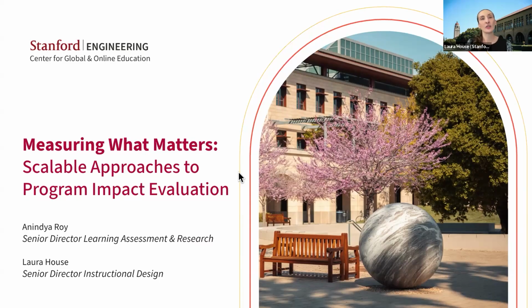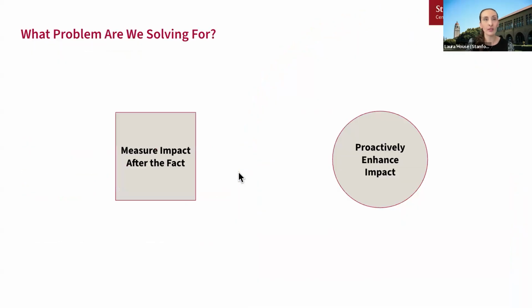We'll talk about some of the methodological challenges we've faced, some of the operational challenges we've faced, and what we've been doing to tackle those challenges. One key framing for this talk is that our goal is not only to measure impact retrospectively after the fact, but also to proactively enhance the impact that our programs have in the first place. So we'll talk about how we've designed our evaluation process with that goal in mind.